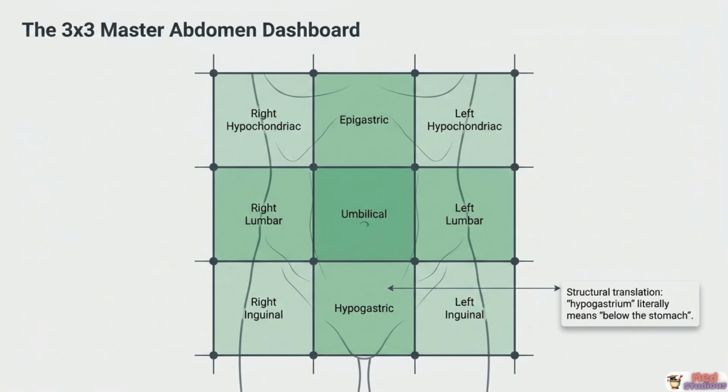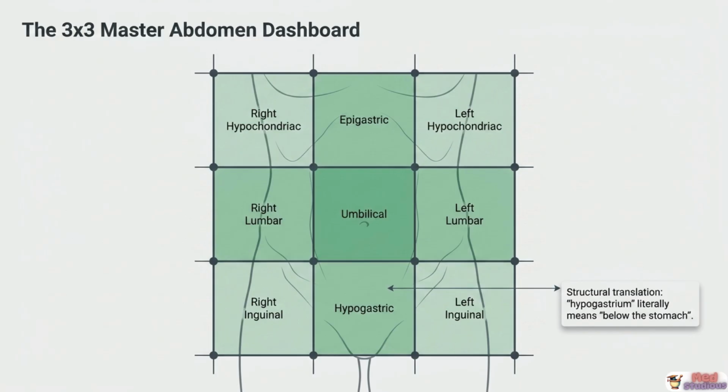A critical terminology note: the hypogastric region literally means below the stomach, from the Greek hypo, meaning below, and gaster, meaning stomach. It is also commonly called the suprapubic region or the pelvic region, all referring to the same central inferior zone. The 9-region dashboard gives every abdominal organ a precise address.